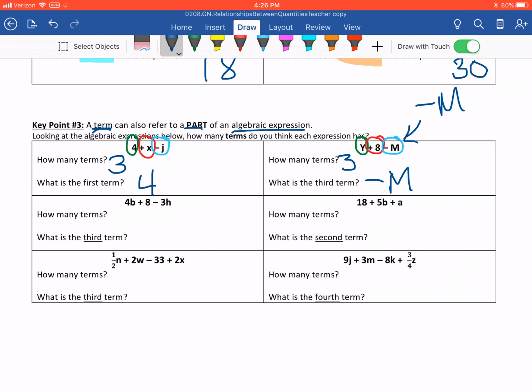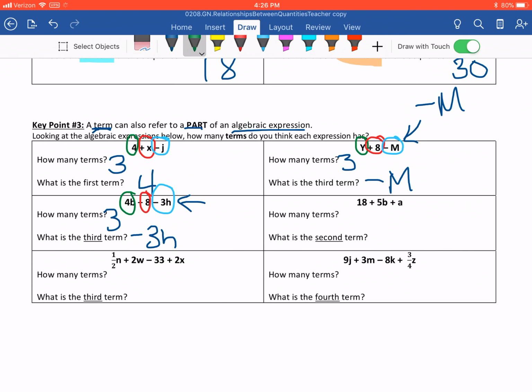All right, next one, 4b plus 8 minus 3h. We have 1, 2, 3 terms again. So for this one, 3 terms. What is the third term? Well, that's the third one. Notice this isn't just 3h. This is minus 3h because there's a minus sign. All right? So since it's minus 3h, it's negative 3h.